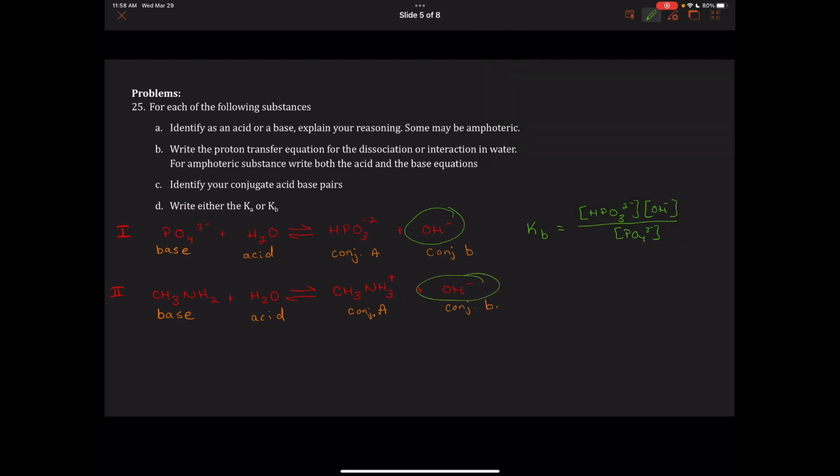It's a base. We're producing hydroxide. We're dealing with a Kb. So my Kb will equal the concentration of CH3NH3 plus, times the concentration of hydroxide, divided by the concentration of CH3NH2.